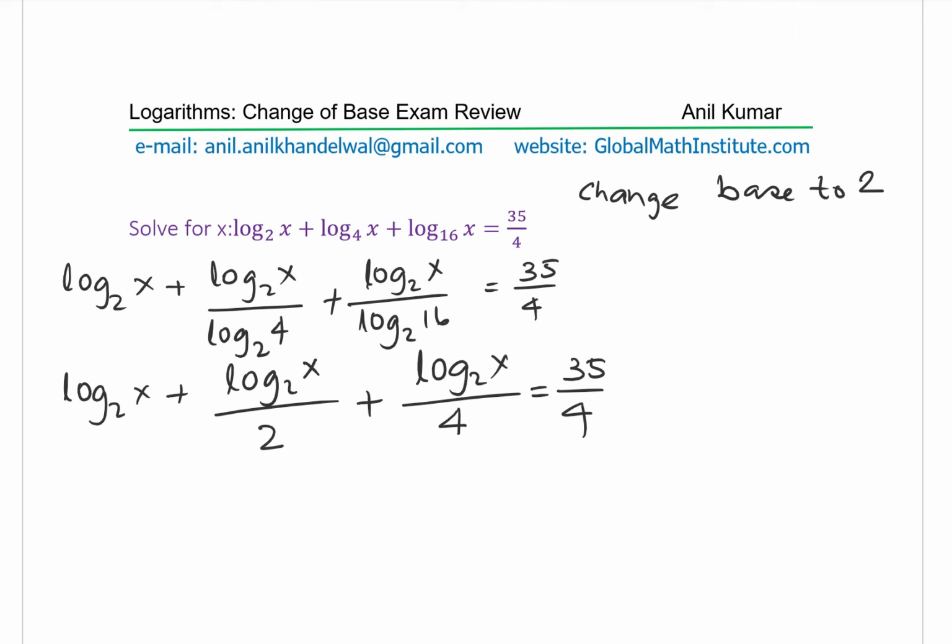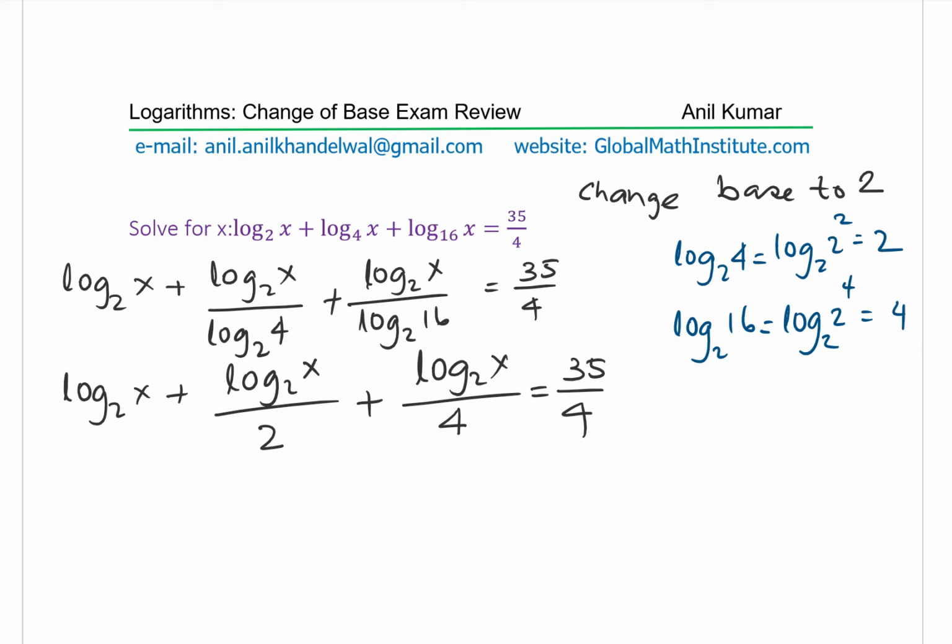So let me rewrite what substitutions we have done here, right? So we evaluated log to the base 2 of 4 as log to the base 2 of 2 squared, which is 2, and then log to the base 2 of 16 as log to the base 2 of 2 to the power of 4, which is 4, right? So that is how we got these two values. Now we could multiply by 4, right?